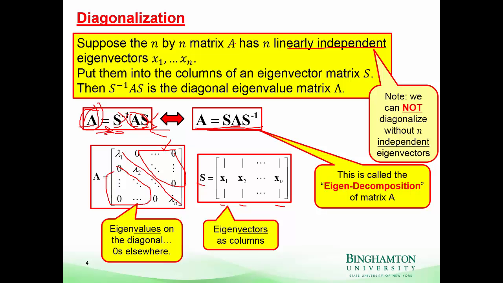And so this is a really neat thing. It says that you give me a matrix A that has linearly independent eigenvectors, and I can decompose it into this product of matrices, where the inside matrix is a diagonal matrix with eigenvalues down the diagonal.